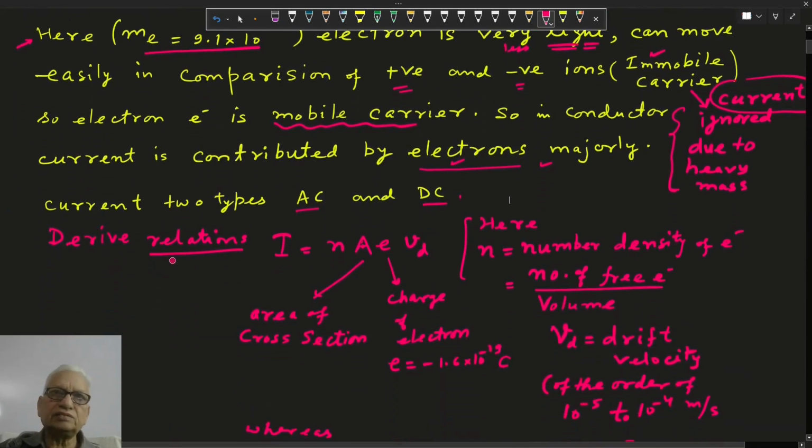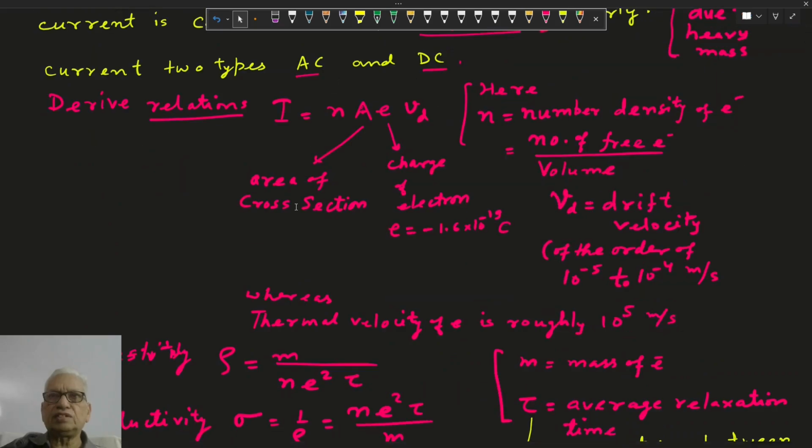Here we are going to derive some relations. One is I, current, is equal to n A e v_d. n is the number density of free electrons, or number of free electrons per unit volume, and it is very large for electrons in conductors. v_d is the drift velocity, very small due to the frequent collisions of electrons with atoms and ions, roughly 10 to the minus 5 to 10 to the minus 3.